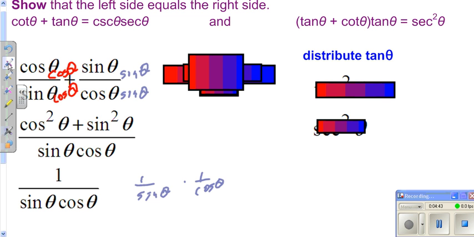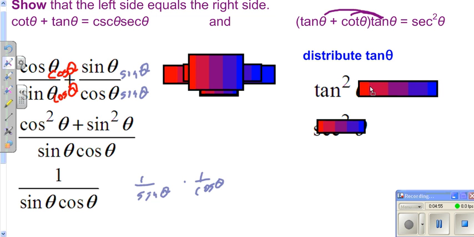Over here on the far right, we're going to want to just distribute through. Yes, you could turn it all into sines and cosines, but this one's pretty easy to distribute through. If you take your tangent times tangent, you get a tangent squared theta. Tangent times cotangent, they're reciprocals. Whenever you multiply reciprocals together, you get 1. Because think of 2 over 3 times its reciprocal of 3 over 2. You multiply, you get 1.